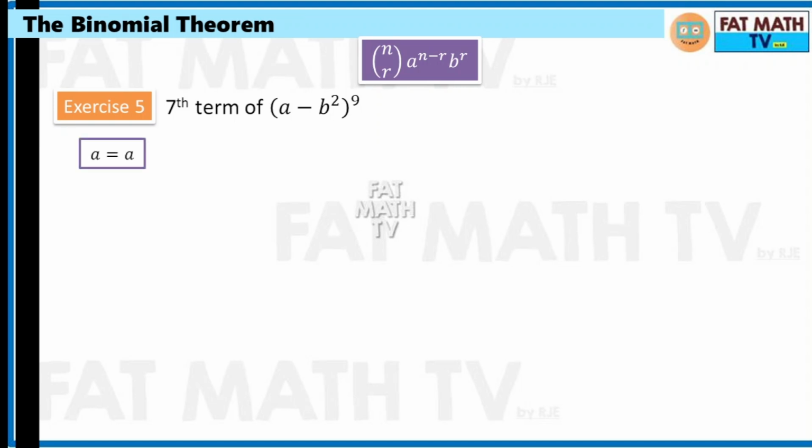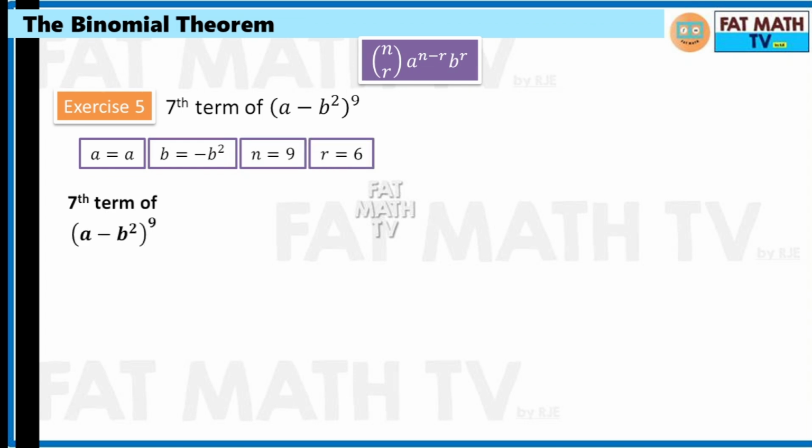Last item, seventh term of a minus b squared raised to 9. The first term is a, second term is negative b squared, exponent is 9, and r is 6 since we are asked of the seventh term. So we have 9 taken 6, a raised to 9 minus 6, negative b squared raised to 6. We are still using the same formula.